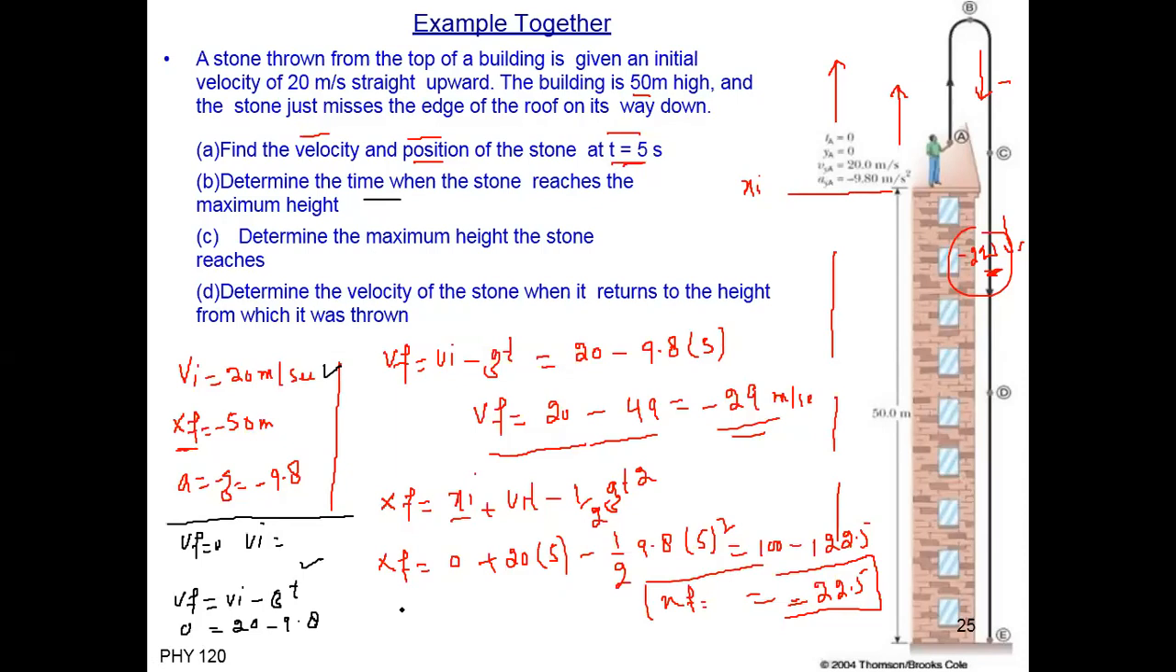So now if you transfer 9.8 t to the other side, we have 20 equal to 9.8 t. Dividing both sides by 9.8, t is equal to what? 20 divided by 9.8 equal to 2.04 seconds. This is the time to reach maximum height.